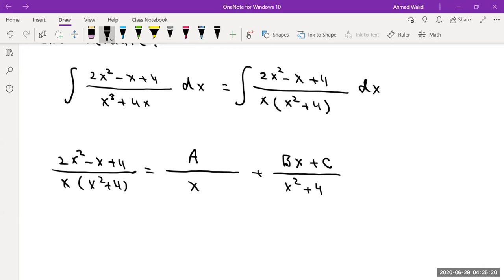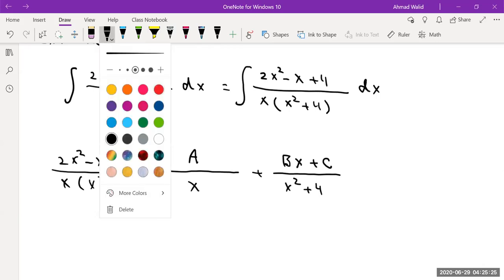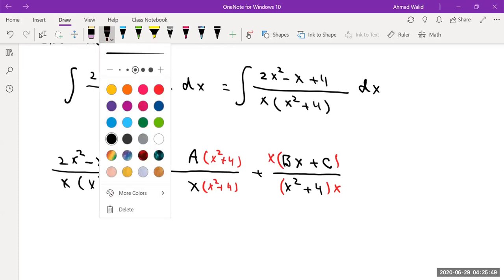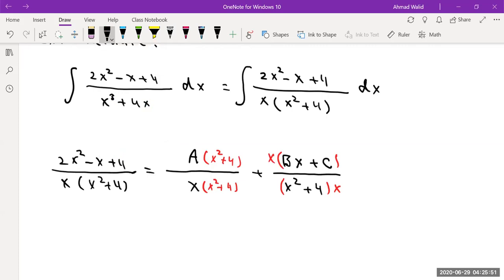Now you have to make the denominators the same, right? To do that, you multiply the top and bottom of your first fraction by x squared plus 4, and the top and bottom of the second fraction by x. Now the denominators are the same. I will remove the denominator and just deal with the numerators.